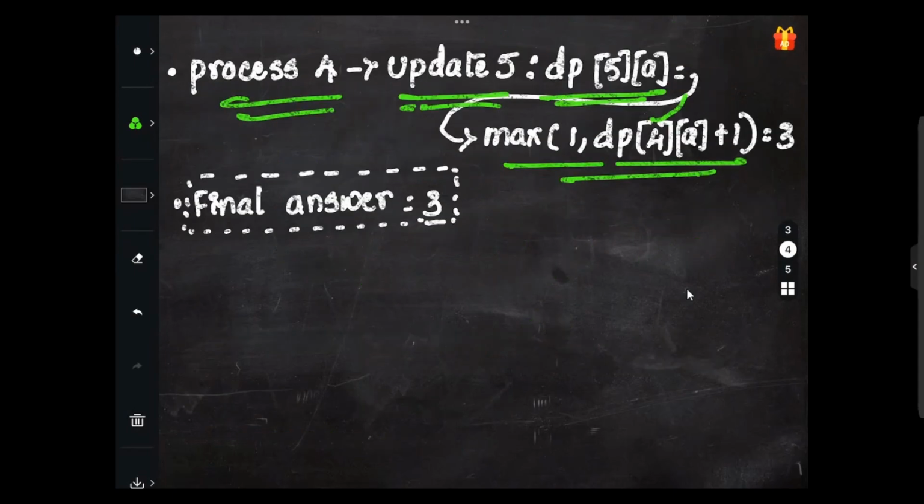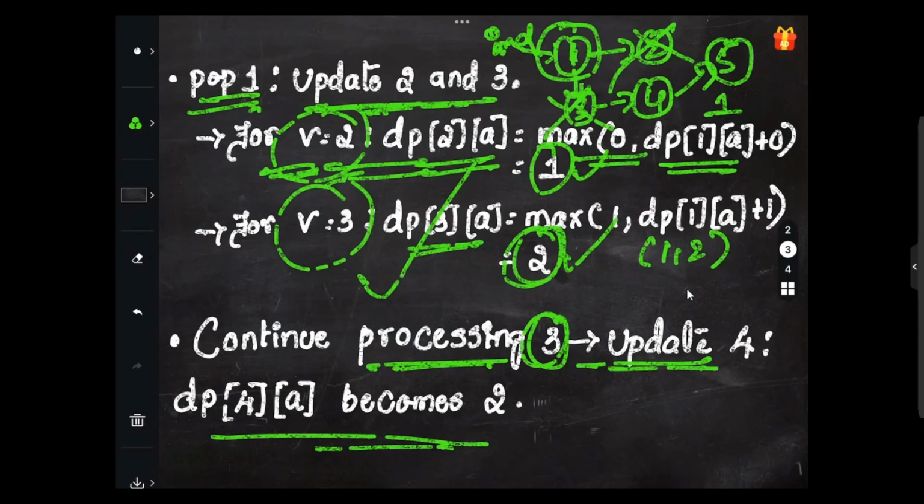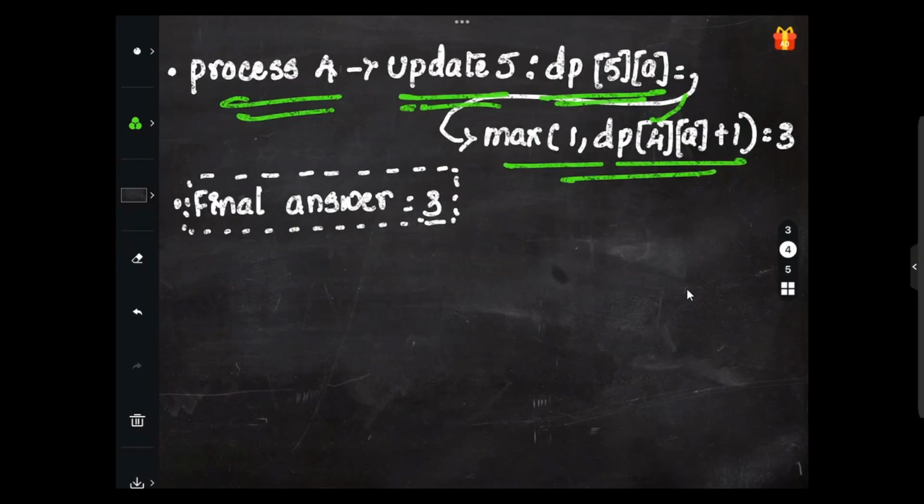Now for processing 3, just to update the 4, dp of 4a becomes basically 2. The same thing, max of 0 something we will be calculating. The same thing goes here as well, process 4, update 5. So we'll be going with dp of 5, max of 1 comma dp of 4a, 1 plus 1. Previously we had got the value 2, so that we will be considering. Don't get confused here.